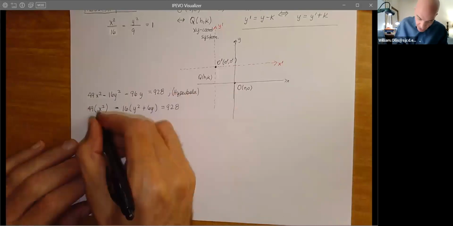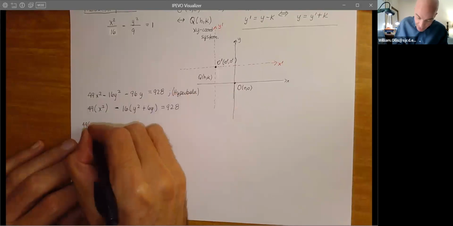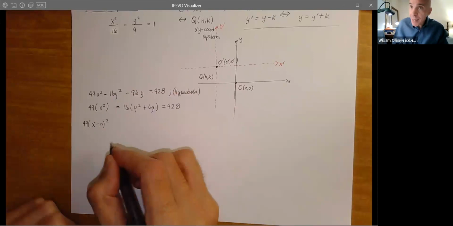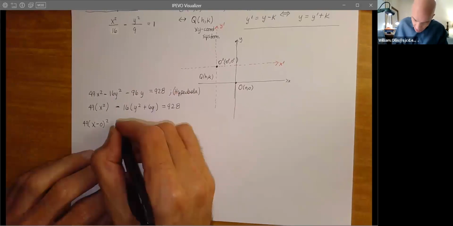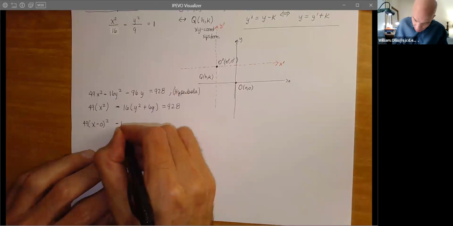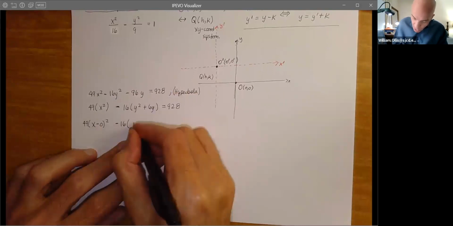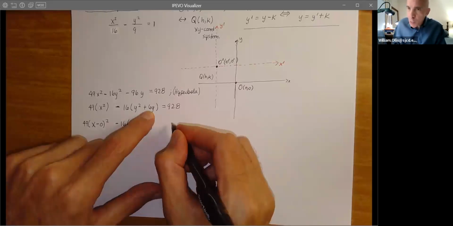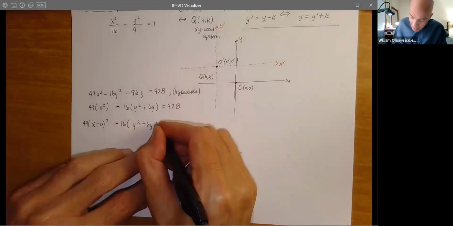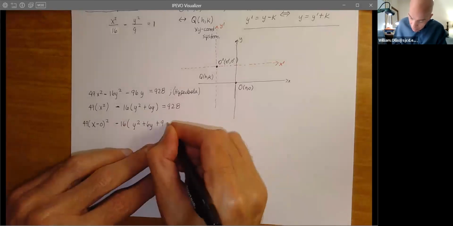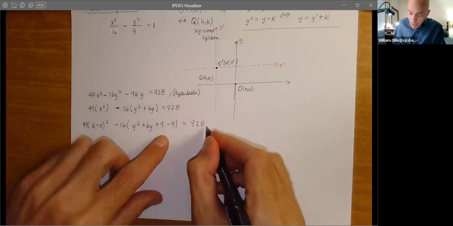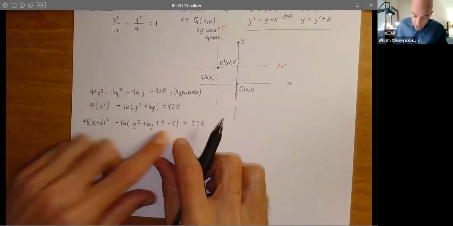So this is easy. This is just 49 times x minus 0. That's really not going anywhere, but we need to make sure that we see that. So x squared is just x minus 0 quantity squared. And then here we've got the 16. Now we've got y squared plus 6y, and half of the 6 is 3, square it, we get a 9. So we add a 9 and we subtract a 9. Basically, if we add the 9 to complete the square, we have to pay for it.